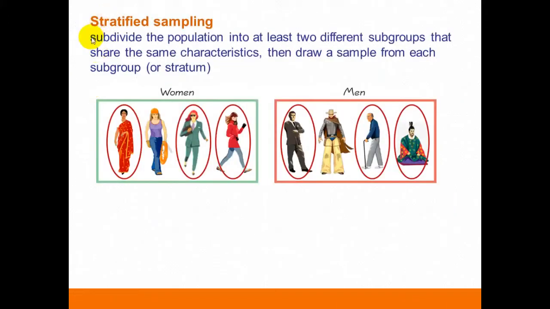Stratified sampling means that we subdivide our population into at least 2 different subgroups, usually more, that share the same characteristics, and then we draw a sample from each subgroup. For example, we might divide into women and men and then select randomly a certain number from the group of women and a certain number from the group of men.